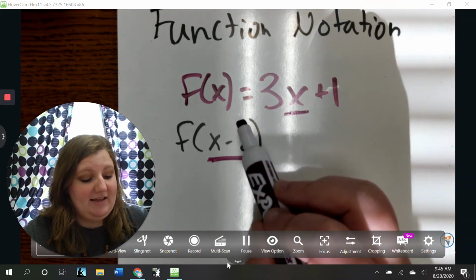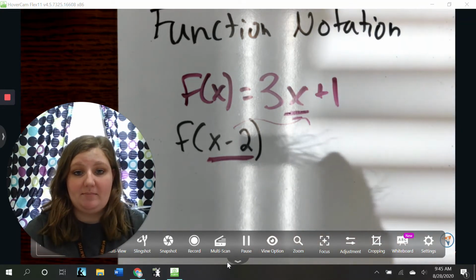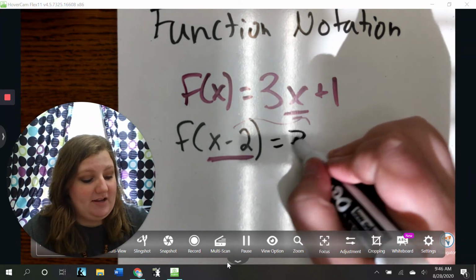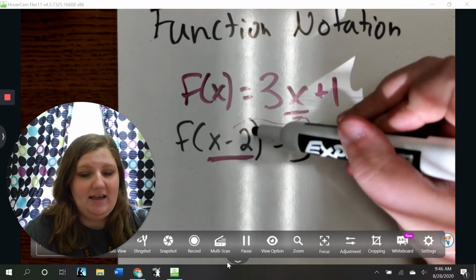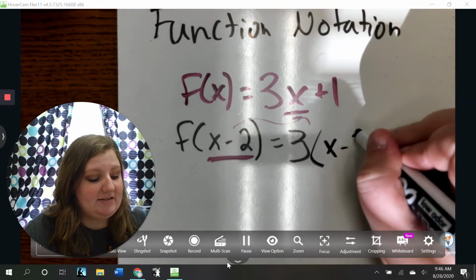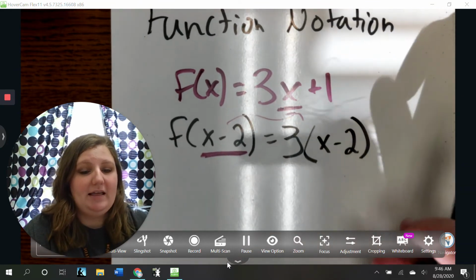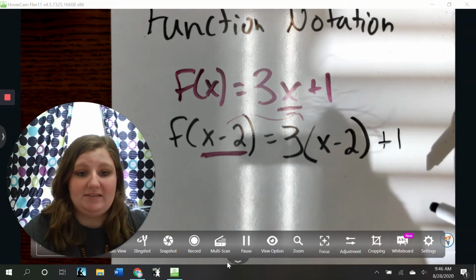So I'm going to take x minus 2 and plug it in wherever I had a variable in my equation. So when I do that, I bring down the 3, but instead of x, I replace it with what was in parentheses. And I'm going to keep the parentheses with it. So I get 3 times x minus 2. So x minus 2 is now replacing my variable. So 3 times x minus 2, and then we have the plus 1 at the end.